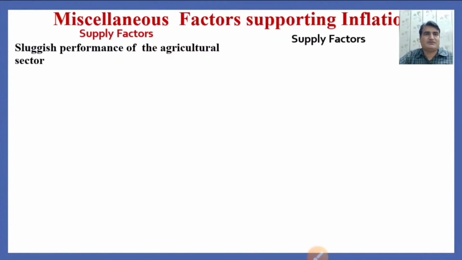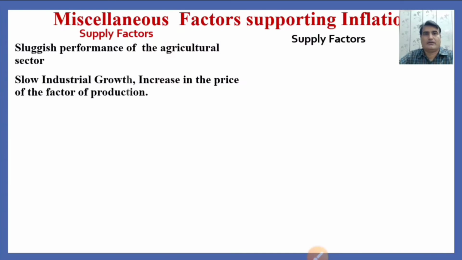Supply side factors cause the supply to reduce, and as a result prices increase. The sluggish performance of the agriculture sector: if the production of the agriculture sector decreases, the supply in the market decreases. As a result, the increased demand puts pressure on the price, and the price goes up and inflation happens in the economy. Slow industrial growth: industrial growth slows, so supply decreases. Due to the decrease in supply, the price increases.